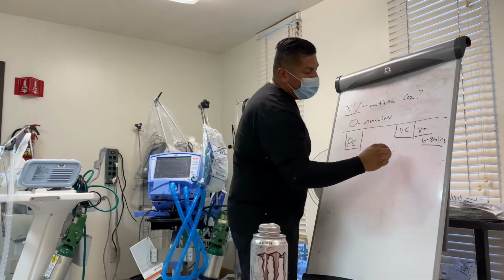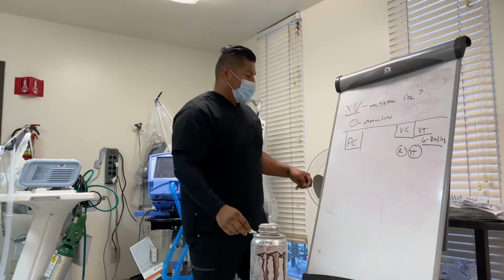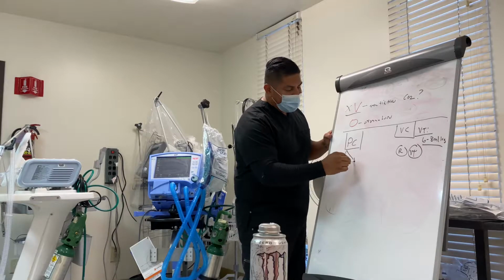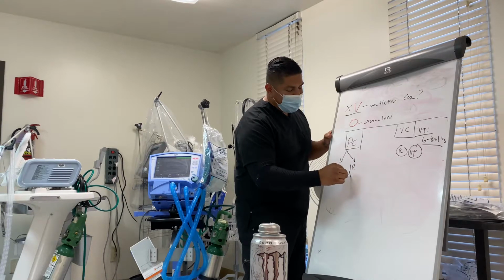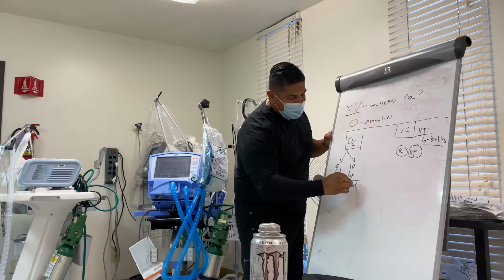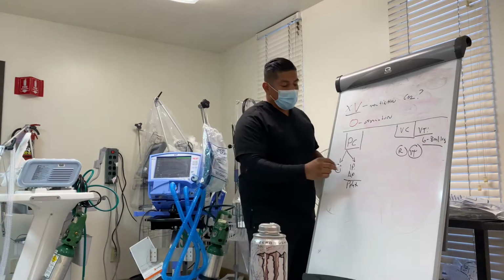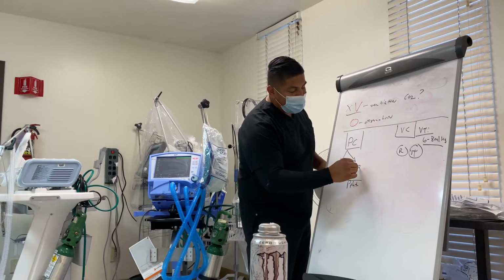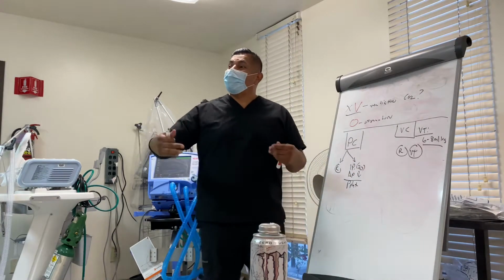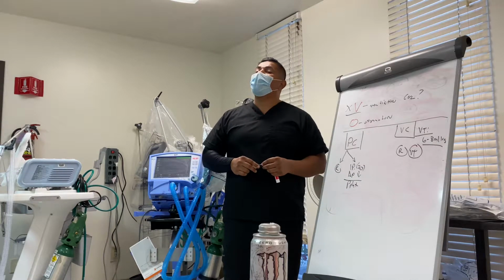Well, on volume control, I have my rate and my tidal volume. On pressure control, I have my rate, and I have my inspiratory pressure, what they call the delta pressure. And this is your plateau pressure. And we want these plateau pressures, this inspiratory pressure, to start off ideally less than 30, because greater than that, you're going to be introducing injury already.